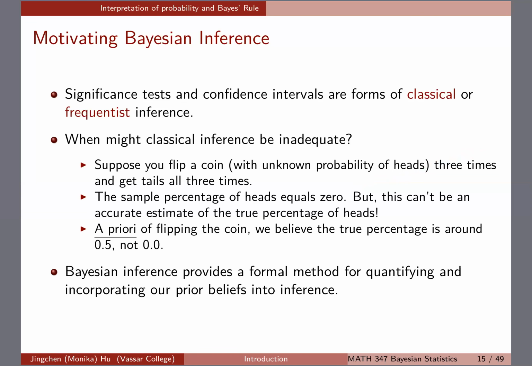view. And in short, Bayesian inference provides a formal method to quantifying and incorporating our prior beliefs into inference. When we say formal method, you will learn soon through Bayes' rule, and then of course more advanced models, how we can actually incorporate those prior beliefs and then combine with the data, you can come to a posteriori belief.